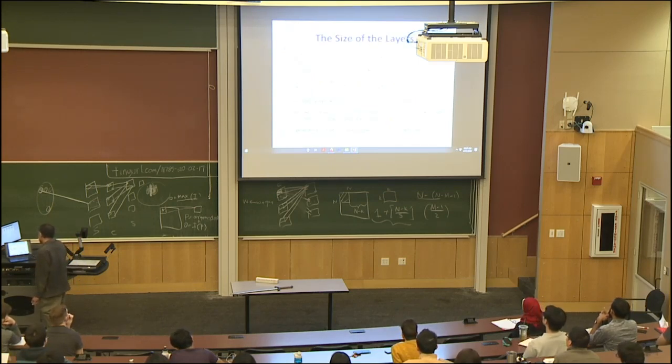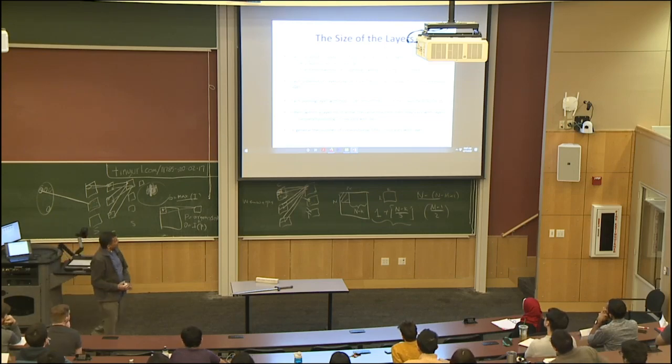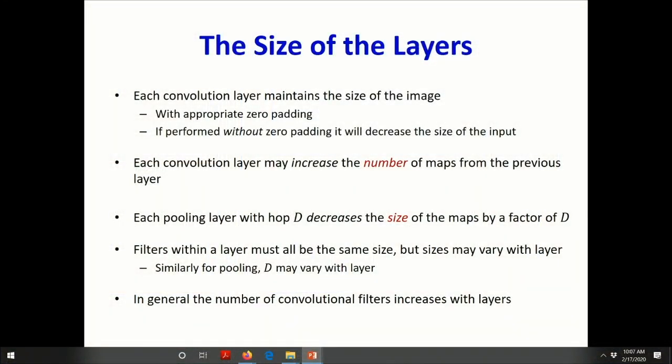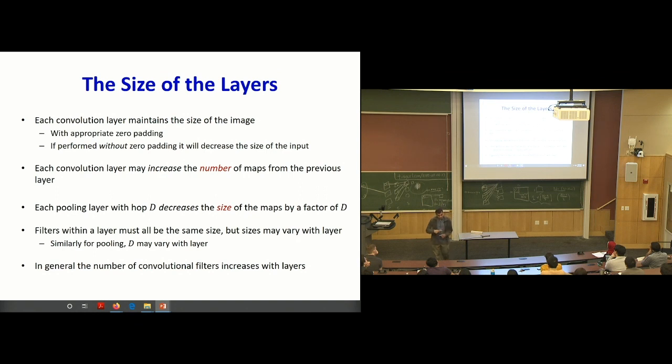So now each convolution layer maintains the size of the image with appropriate zero padding, and if performed without zero padding, it's going to decrease the size of the output. Now each convolution layer may increase the number of maps, right? Why? If I start off with K1 maps, I may actually use K2 filters. It's like using K2 neurons in the next layer. The number of neurons in the next layer can be more than the number of neurons in the current layer. And so the number of channels can actually increase at each point. Each convolution layer may increase the number of maps from the previous layer. Each pooling layer with a hop of D is going to decrease the size of your maps.